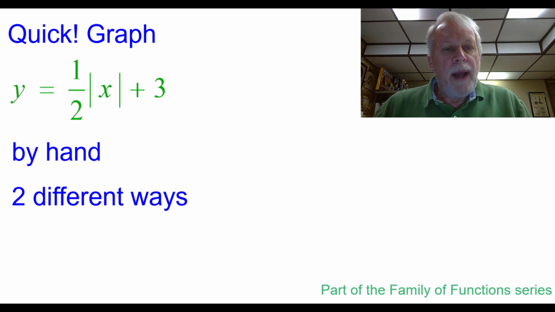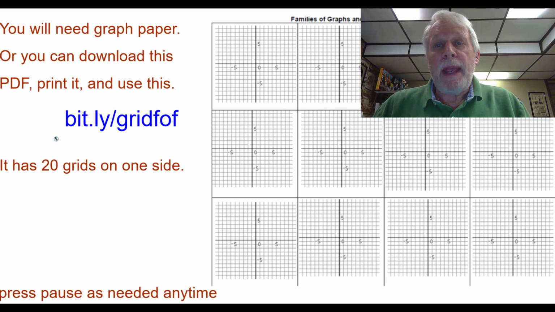Quick, graph y equals 1/2 times the absolute value of x plus 3 by hand 2 different ways. This is part of the Family of Functions series. You will need graph paper, or you can download this PDF and print it, and press pause as needed anytime during this video.